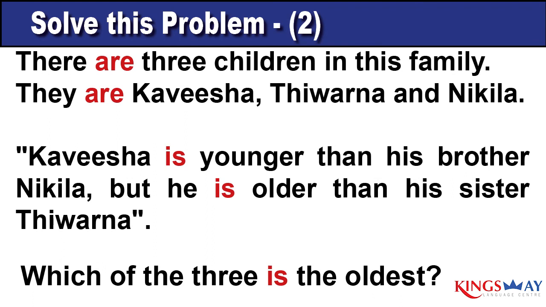Now that you know the meanings of all the words and how to use is, and also younger and older, I am sure you can find the answer. Well, what is the answer? Which of the three is the oldest? The answer is Nikhila. Nikhila is the oldest of the three children. And who is the youngest? Tivarna is the youngest of the three children.